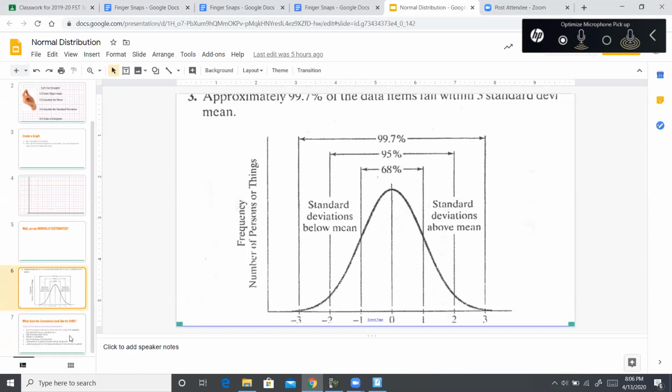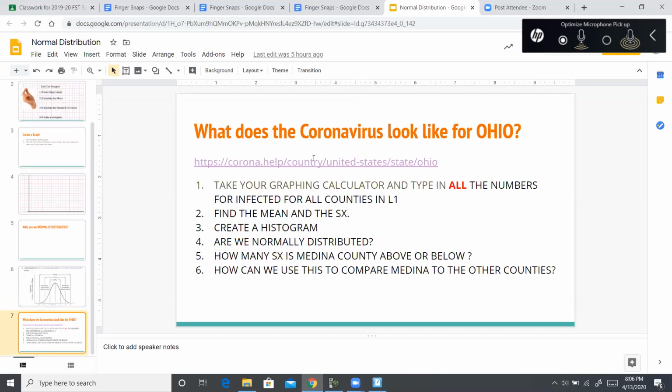So for homework, you guys are going to take a look at the coronavirus throughout the counties in Ohio. You're going to take your calculator, type in the number of people infected for all the counties in Ohio in L1. Find the mean, find the standard deviation, create your histogram just like we did here, and then see if we're normally distributed or not. And then tell me, where is Medina County located? Is it 1, 2, 3 above the mean? 1, 2, 3 below the mean? So take a look at that and see how we compare with the other counties. So try that, see how you do, and let me know.